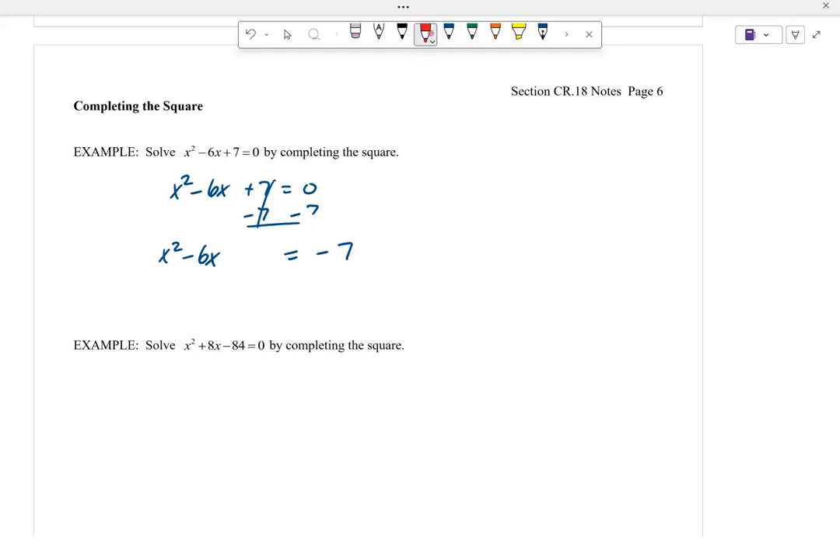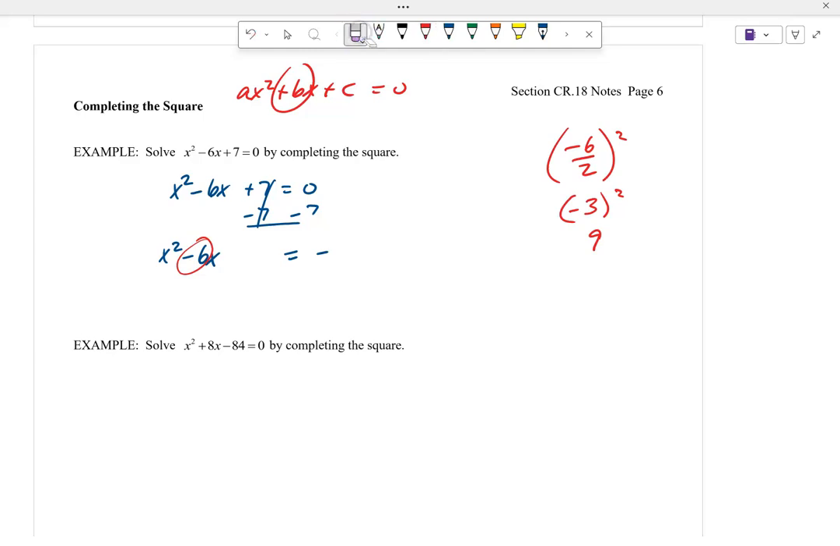And what I'm asking is, what do I need right here? What number do I need to make this into a perfect square? What number would that be? And there's a little trick to it. The trick is you take this b term, I'm dividing it by 2 and squaring it. So my b term here is negative 6. Negative 3 squared is 9. Okay, 9 is the magic number that I want for this to factor perfectly.